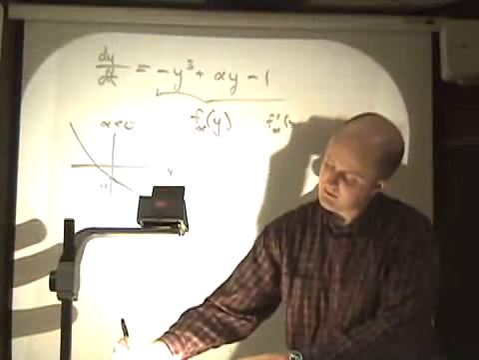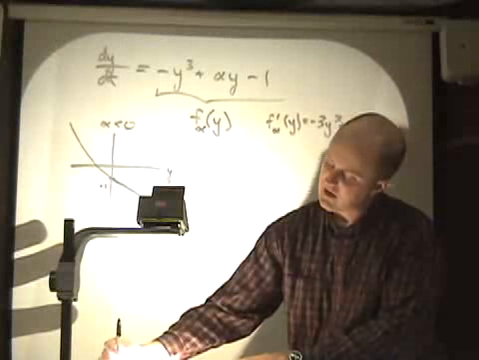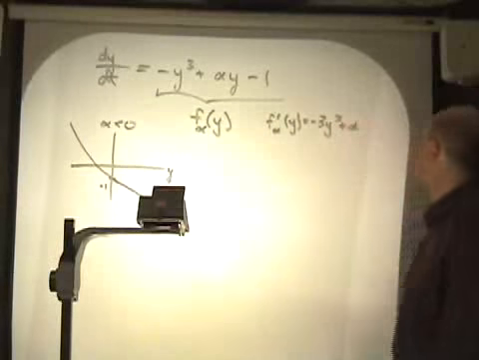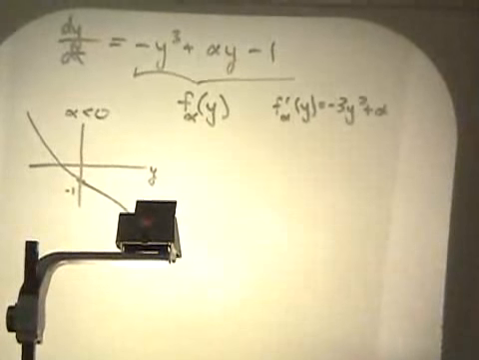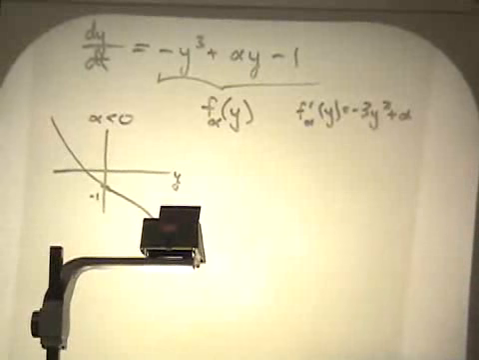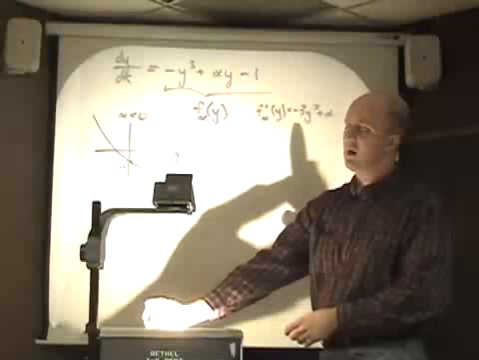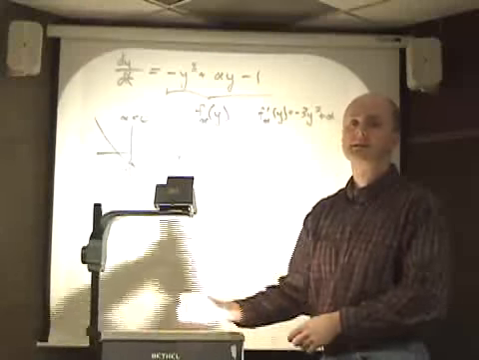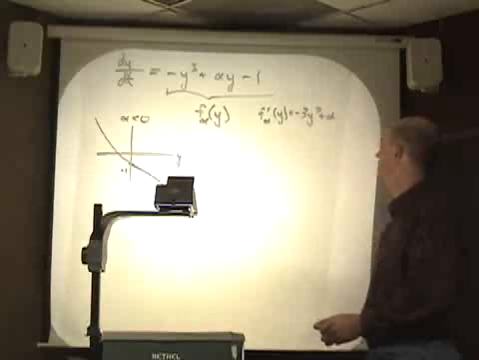F sub alpha prime of y is going to be -3y squared plus alpha. If alpha is negative, that's never going to equal 0 for real values of y. This derivative will always be negative, meaning the slope of the original function will always be negative. It will always be decreasing.